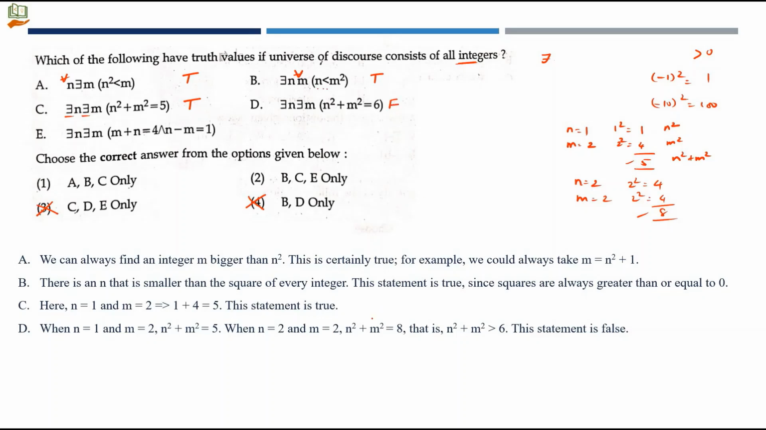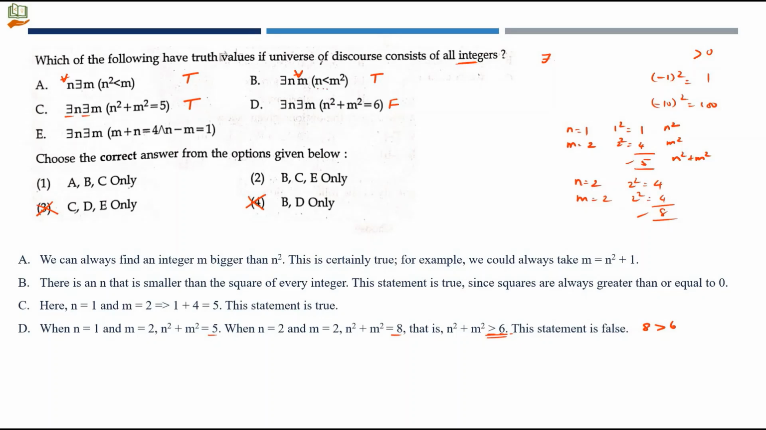The explanation here is given in words. When n is 1 and m is 2, we get 5. When n is 2 and m is 2, we get 8. The sum of n square and m square will be greater than 6 but not equal to 6. 8 is greater than 6. If you take n equal to 3, then it will be 9 plus 4, which is 13. In that case also it is greater than 6. So the expression can be generalized as greater than 6 but not equal to 6. That's why it is false.